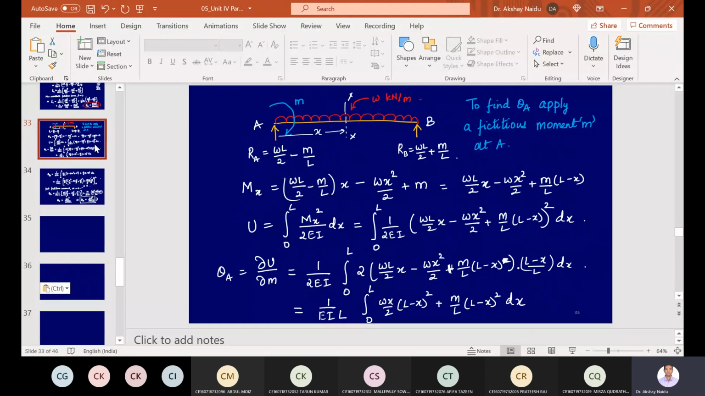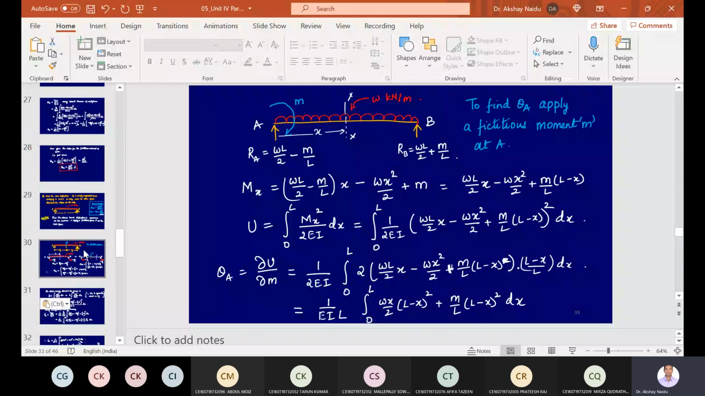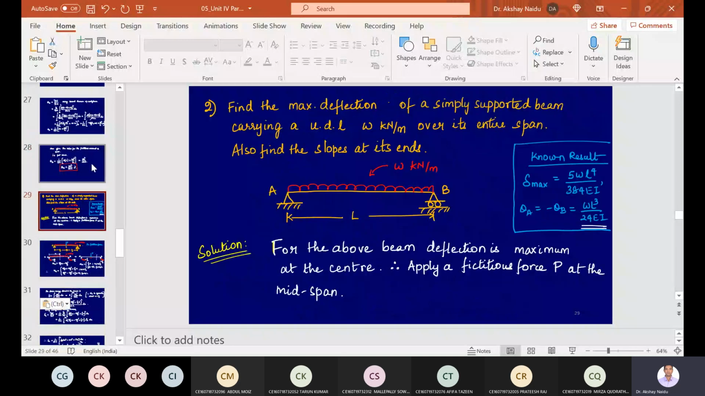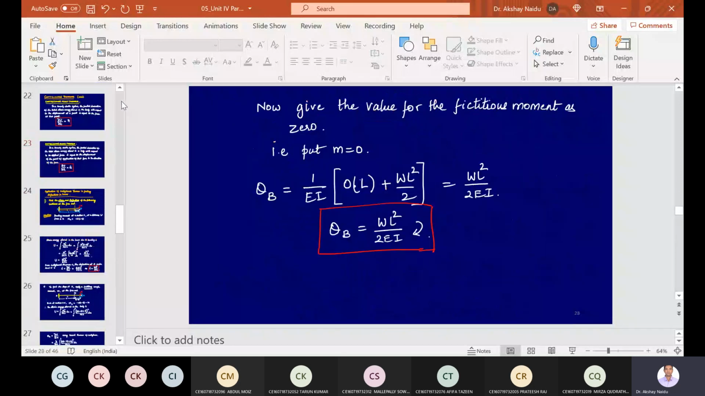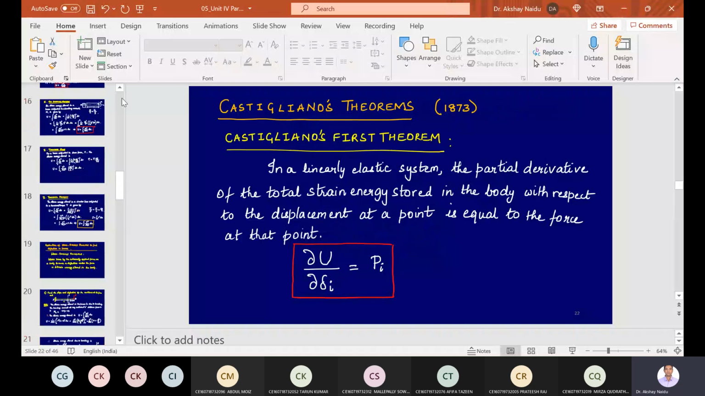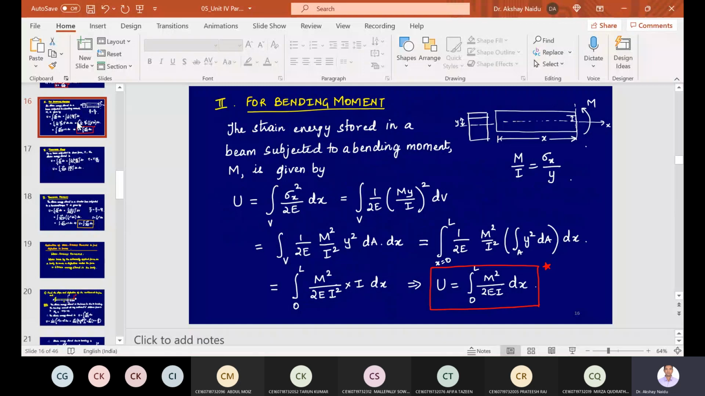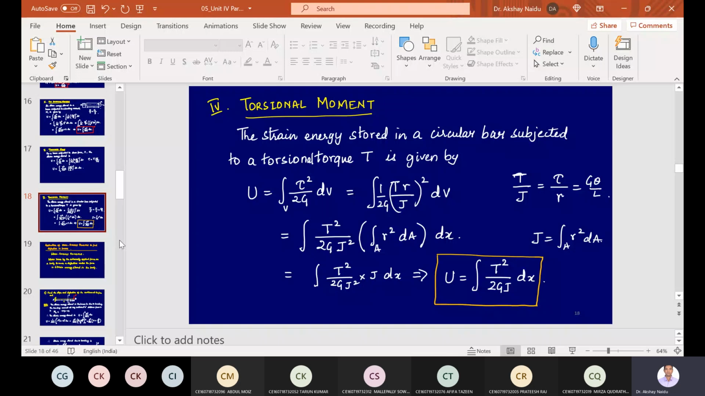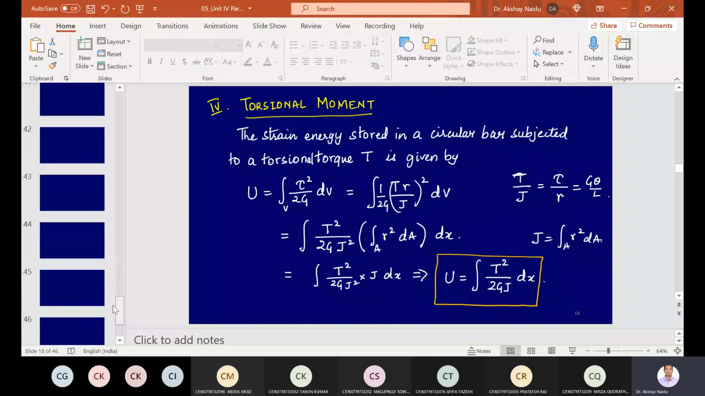To find a slope, you have to apply a fictitious moment. To find a deflection, you have to apply a fictitious force. Just 2 or 3 examples you practice, you will get an idea how to do. Castigliano's theorem and strain energy method, work energy method. Generally, they will ask either a problem on Castigliano's theorem or the unit load method.